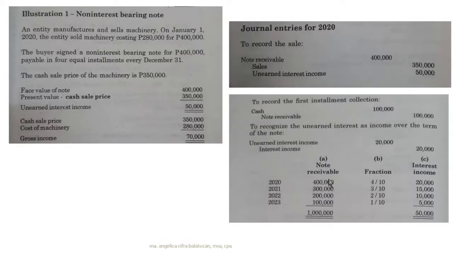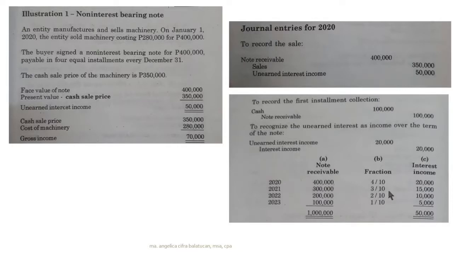Because you can shortcut it. For example, if you want to get the fraction, just remove an equal number of zeros from the first item until the last item. If you remove 5 zeros here, you should also remove 5 zeros, 5 zeros, 5 zeros, and then 5 zeros. And what remains are your fractions: 4 over 10, 3 over 10, 2 over 10, and 1 over 10. So that would be your fraction.